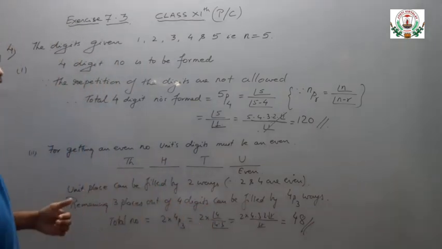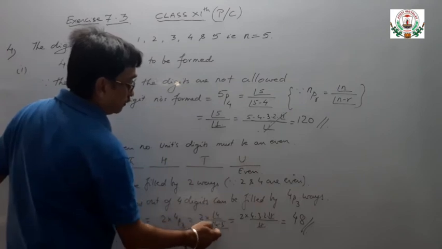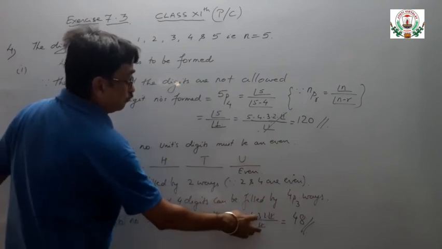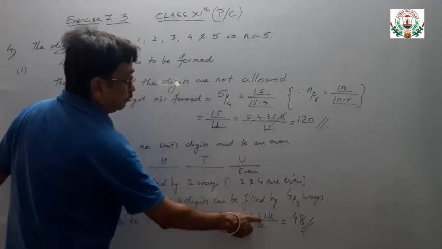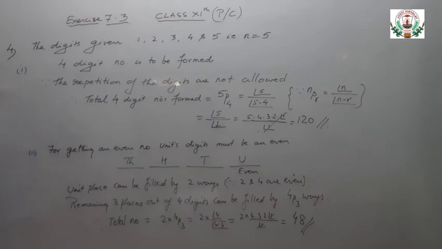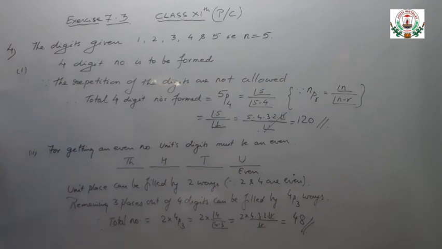So we will take the product of it: 2 into 4P3, which equals 2 into factorial 4 upon factorial 4 minus 3, that is 2 into 4 into 3 into 2 into factorial 1, factorial cancels. 2 into 4 is 8, 8 into 3 is 24, 24 into 2 is 48. So here we have two answers: 120 numbers of 4-digit number without any repetition of the digits, and 48 numbers of 4-digit number whose unit place will be an even digit. Okay?